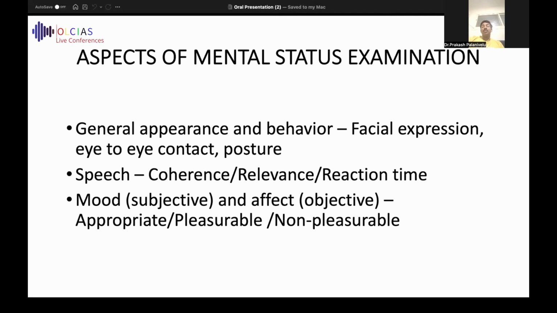Is it inappropriate? Suppose the patient says, I'm happy, but the patient looks sad. That means the affect is inappropriate to the mood. And we can identify whether it is a pleasurable mood, as the patient is manic, or a non-pleasurable mood, as the patient is depressed. We are able to assess the same. Next slide, please.